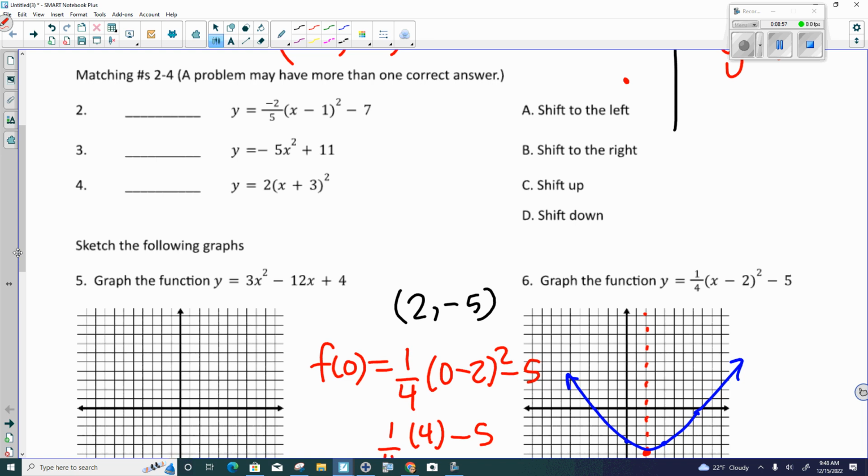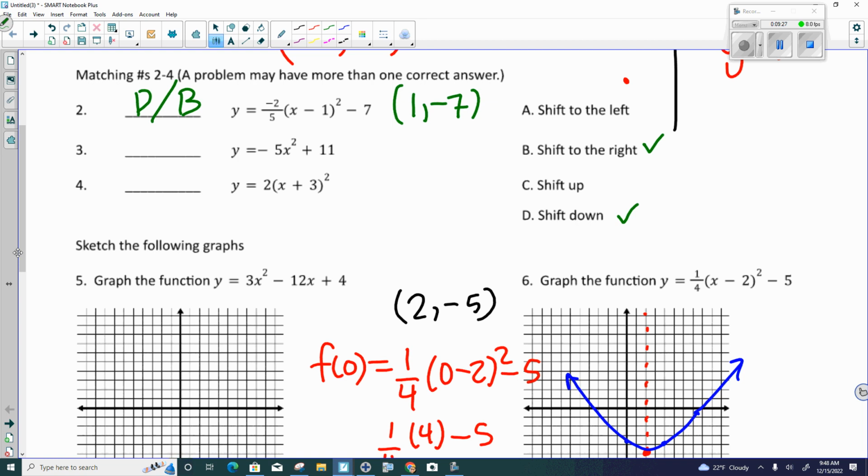So hopefully now we've done 3 like this. This is the third one. The vertex for this guy is 1, negative 7. So from the parent function, it went to the right 1 and down 7. To the right 1, down 7. From the vertex. That's all I need to know about it. So we might skip down to number 4.